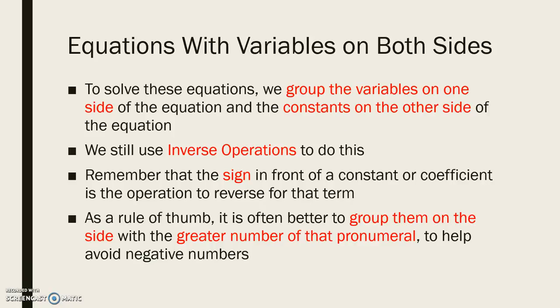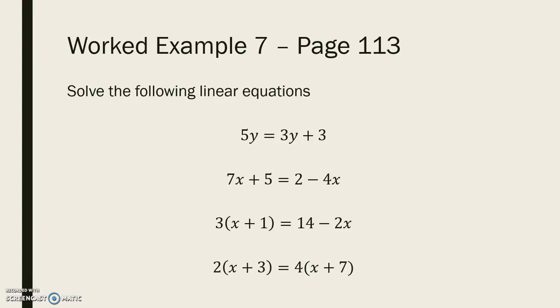As a rule of thumb, we try to group our pronumerals on the side with the greater pronumerals. It just means we don't have to deal with negatives, which actually means one less step we've got to deal with, and also reduces some of the complexity we have to deal with. So here's some examples we're going to look at.